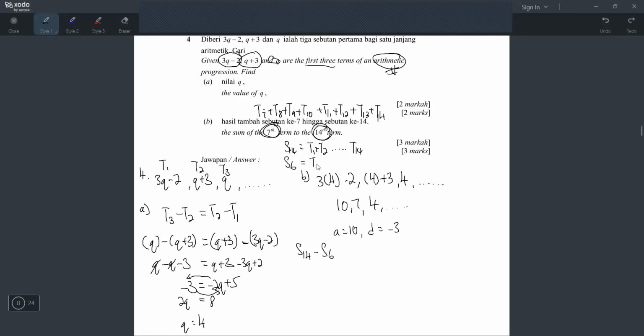Because S6 is T1, the first 6 terms: T1 plus T2 until T6. So do you understand what I'm trying to do now? I find the S14, which is the sum from T1 to T14, and then I minus the first 6 terms. Okay, I minus S6, which is the sum from T1 to T6. And then the balance is the one I want. Then I get this already, which is what I want, 7 to 14, right?